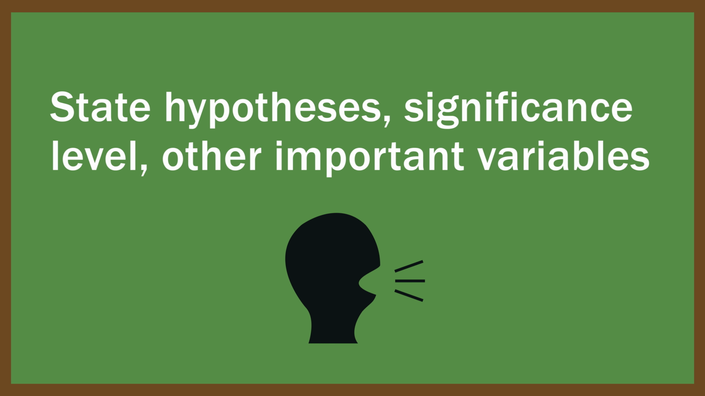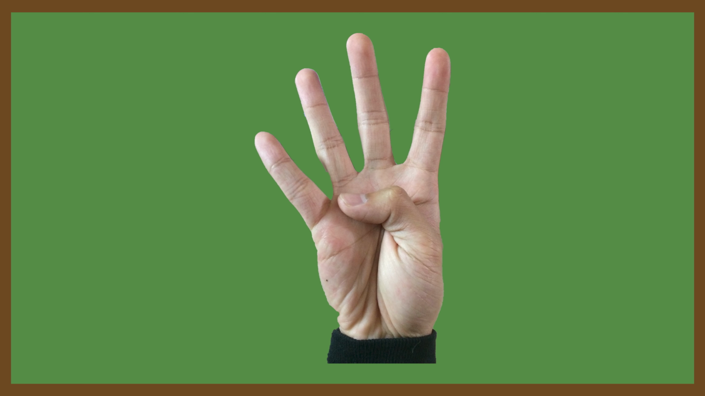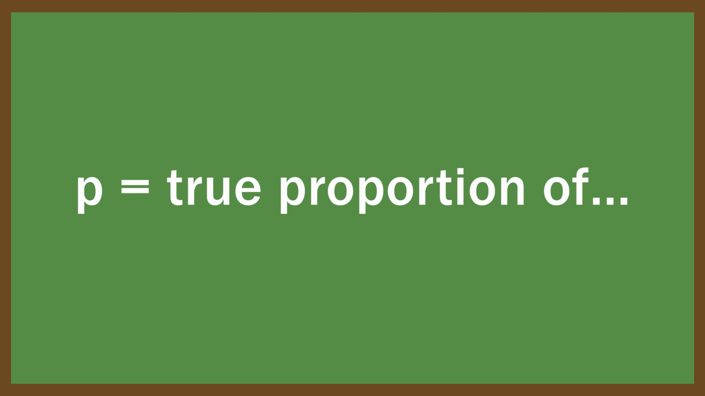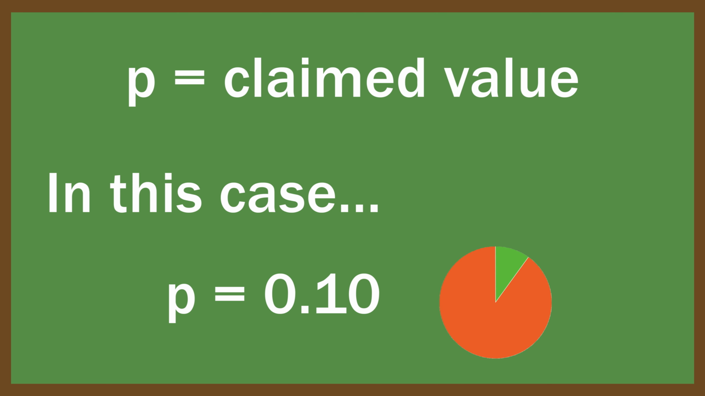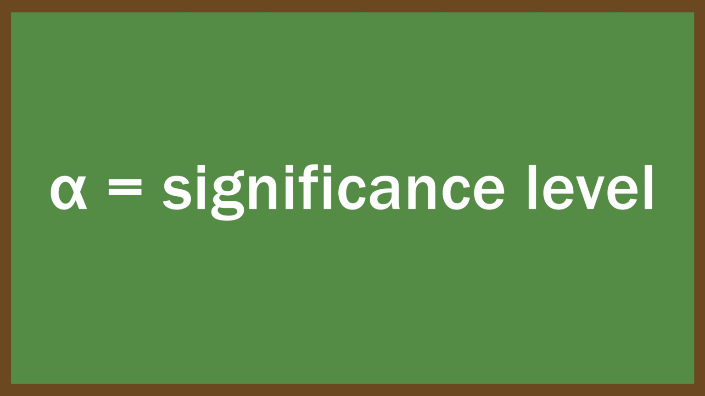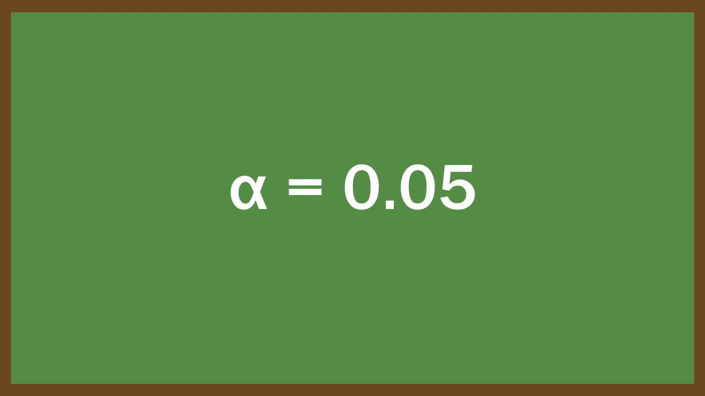The first part of any significance test is to state your hypothesis, significance level, and other important variables. For this z-test for one population proportion, there are 4 important variables to consider. P, which represents the true or actual proportion of something for the specific population that you sample from. For these tests, we assume P to be the proportion that is already claimed. The significance level, also written as alpha, we set it to a small value like 0.05. It will help us later when we come to a conclusion at the end of this test.